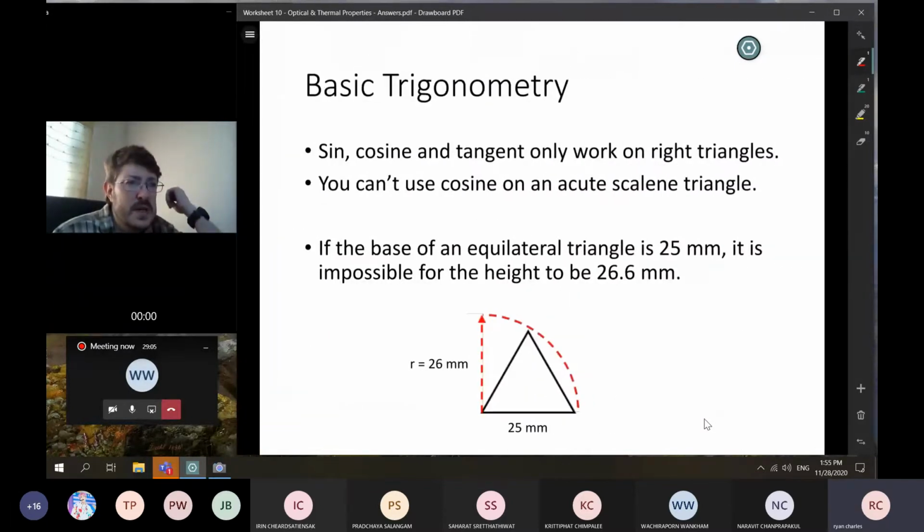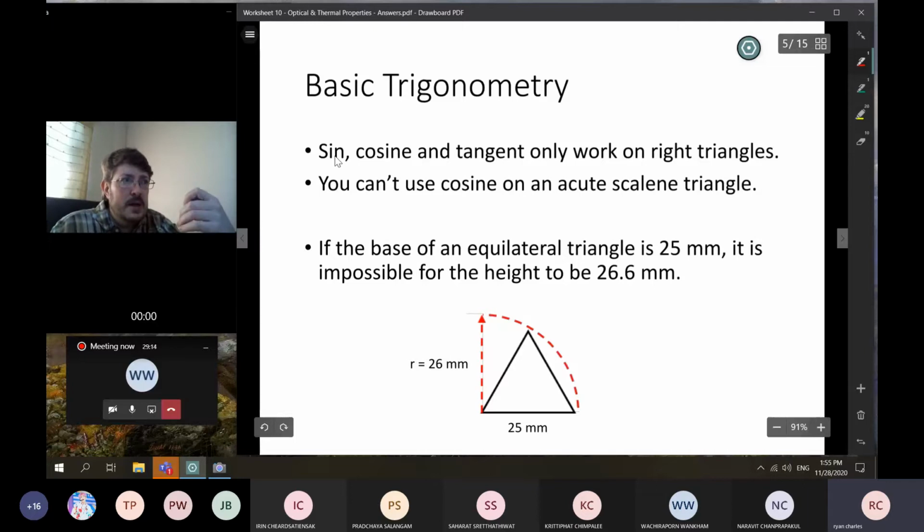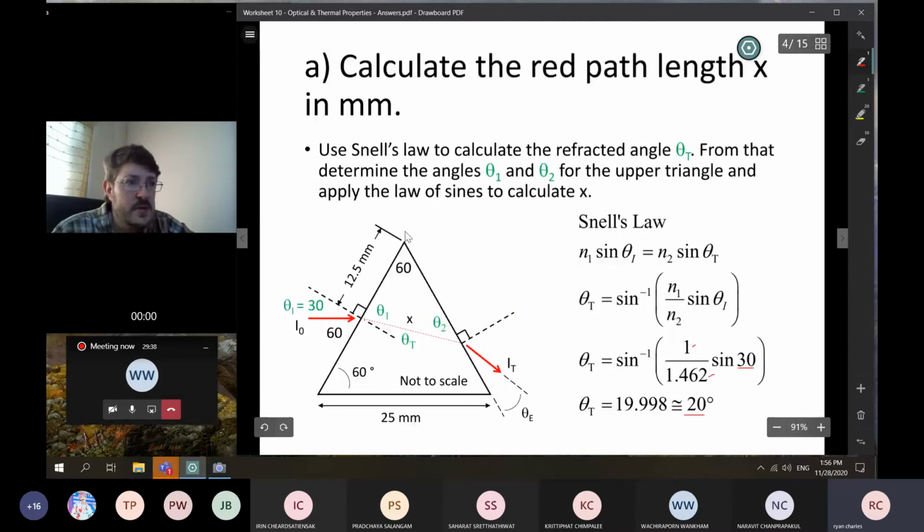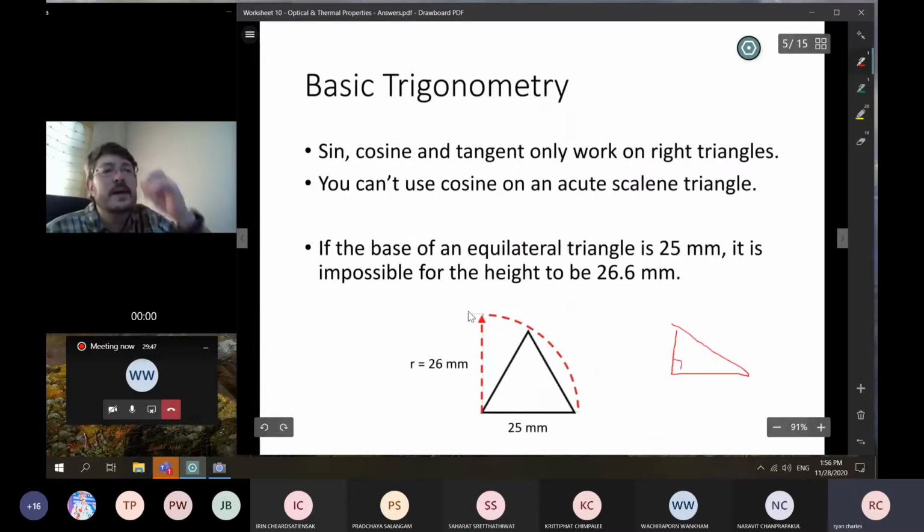Now, there was some more basic trigonometry. I don't think anyone made this mistake this time, but people have in the past. Sine, cosine, and tangent only apply to right triangles, so a triangle with a 90-degree angle inside. These don't work on anything but right triangles. So you can't use cosine on an acute scalene triangle, for example. You can't just use sine, cosine, tangent on this triangle. It's not a right triangle. And some people did do that, I believe.